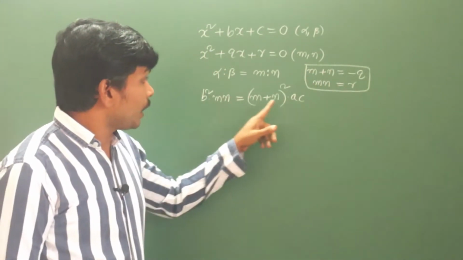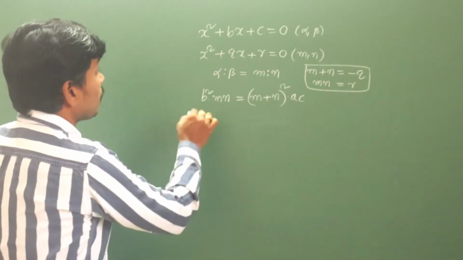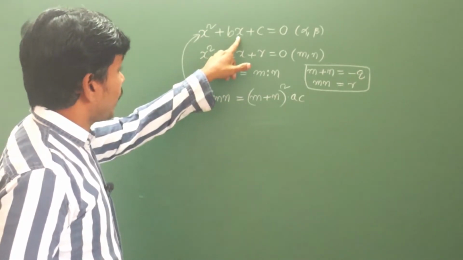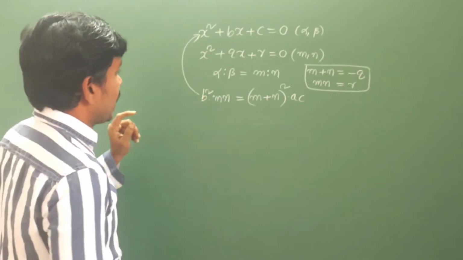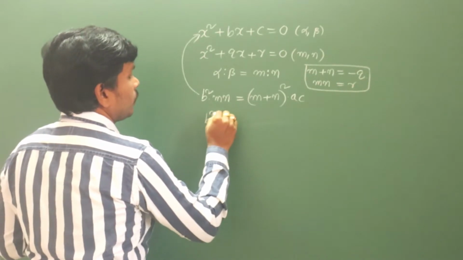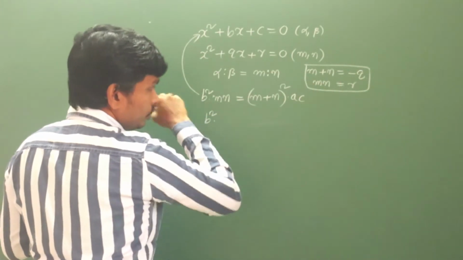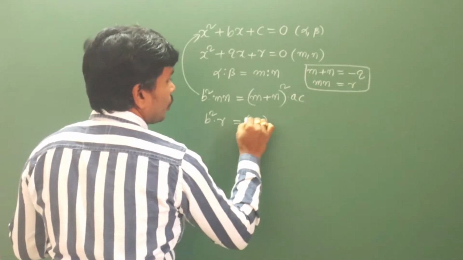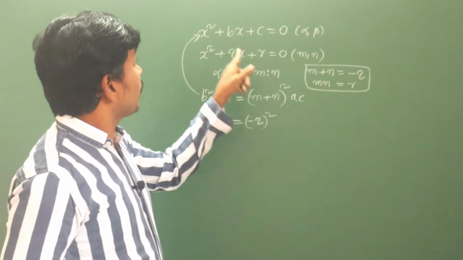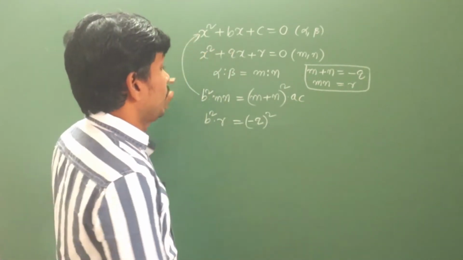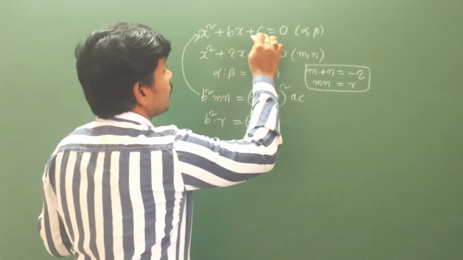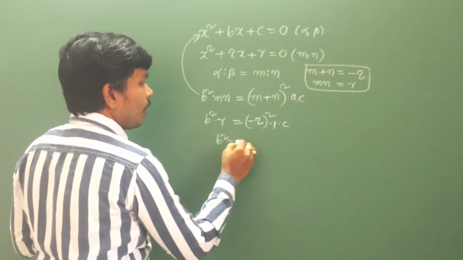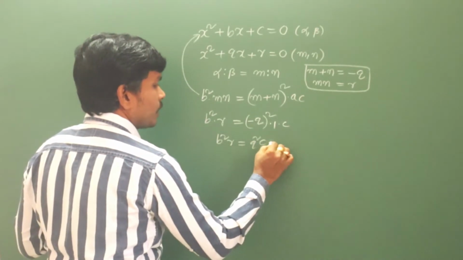And here b, a, c are the coefficients of this equation. In place of the x coefficient b, as it is, b square into mn value is r, m plus n value is minus q, whole square. A is nothing but the first equation's x square coefficient, that is 1, and the constant term is c. So your answer is b square r is equal to q square c.